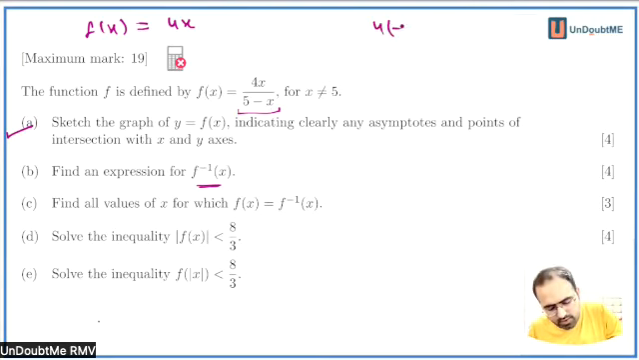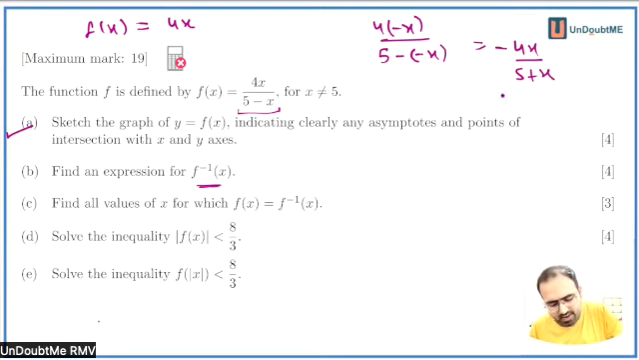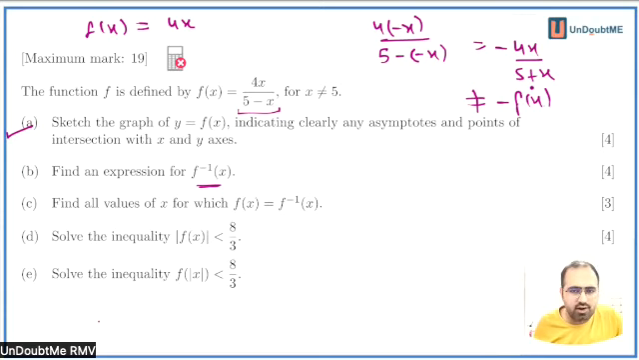Okay? So if I do f of minus x, it is minus 4x over 5 plus x. I cannot write this as minus of f(x) because this middle minus sign has changed now. Okay, so this is neither even nor odd. Such questions will not be asked. They will only ask the question regarding even and odd when it is either of them. Otherwise, they will never ask.